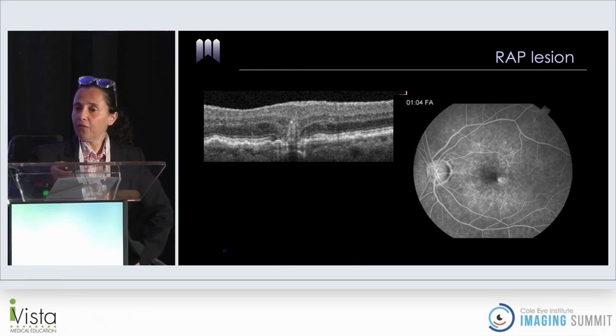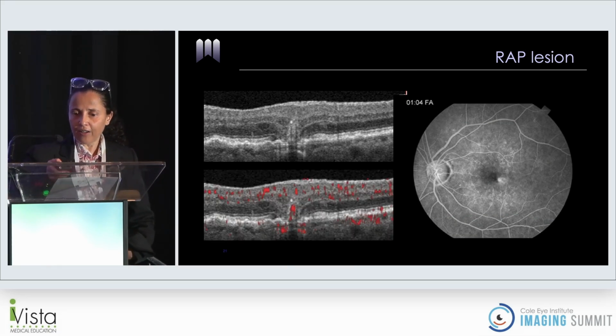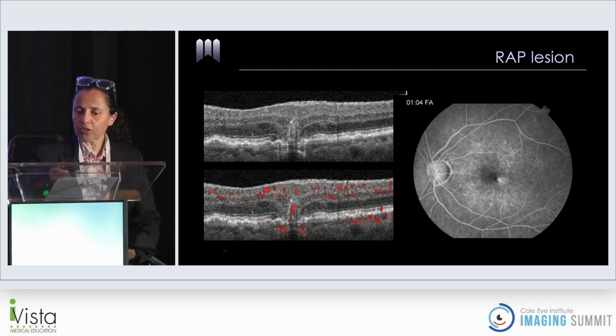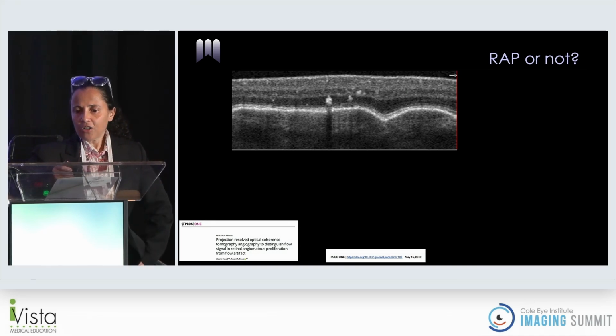So here's an example of a RAP lesion. The fluorescein shows you that bright hyperfluorescence next to the vessel, and you have this outer retinal sort of circular lesion. You turn on the flow, and the flow is inside the blood vessel, inside the circular lesion, not on the hyperreflective part of it. So that's very reassuring.